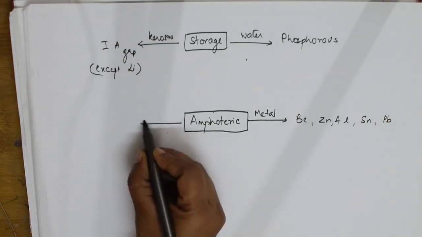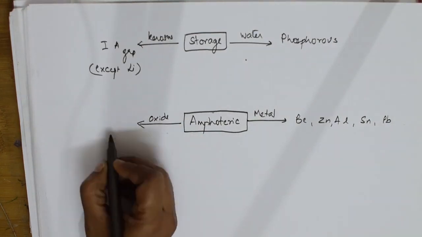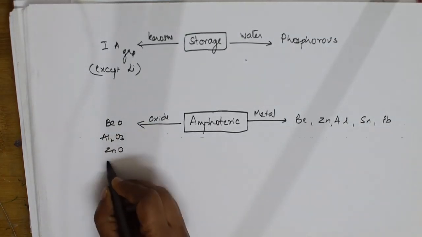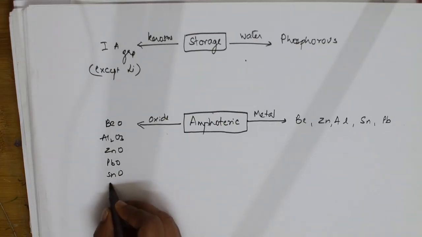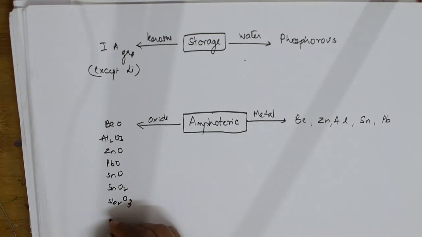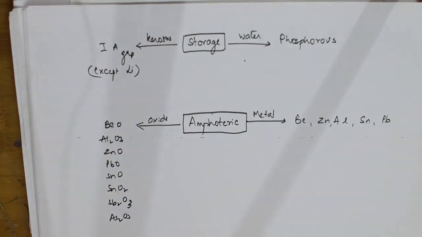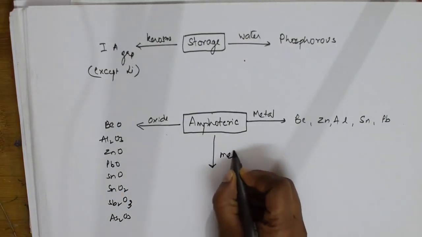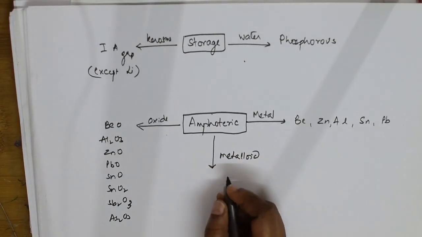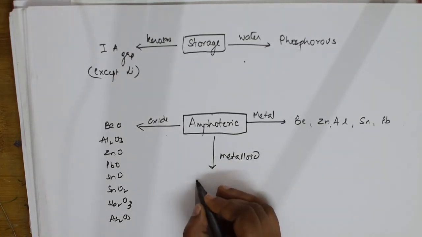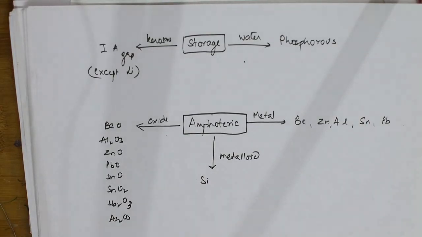The amphoteric oxides. What are the amphoteric oxides which we have? We have BeO, Al2O3, ZnO, PbO, SnO, SnO2, Sb2O3, As2O3. All these are amphoteric oxides. Done. Next, the amphoteric metalloid, which shows the characteristics of both metal as well as non-metal. The amphoteric metalloid which we have in the periodic table is silicon. Remember this, students.